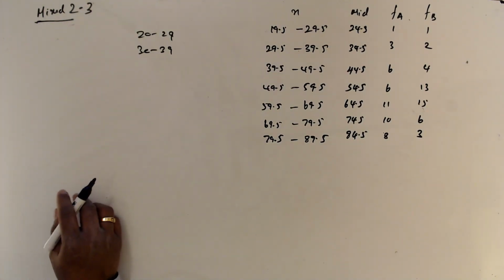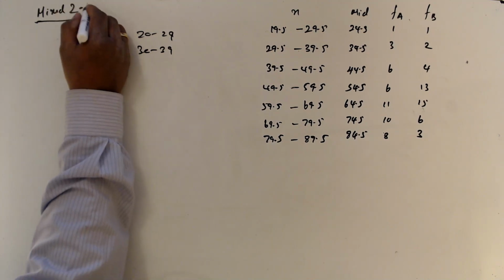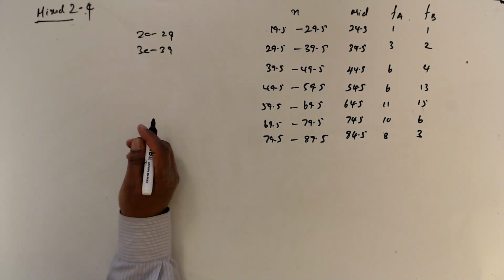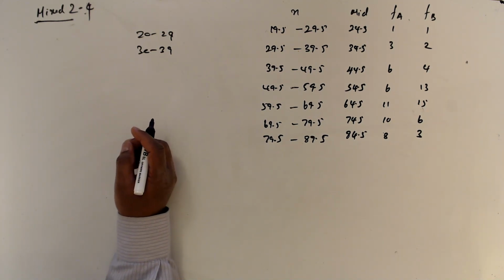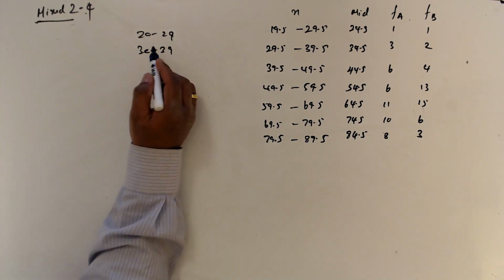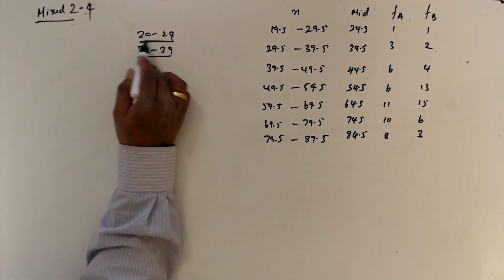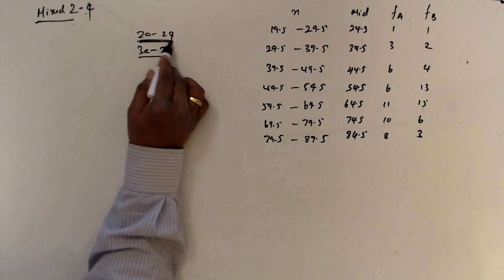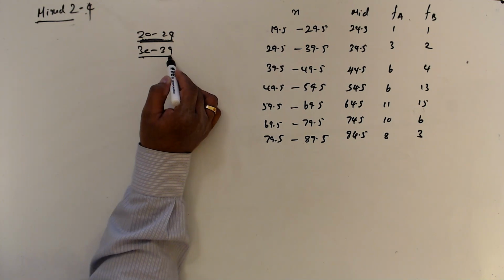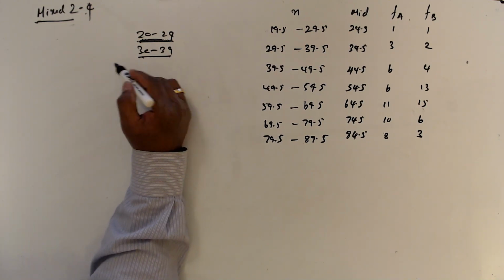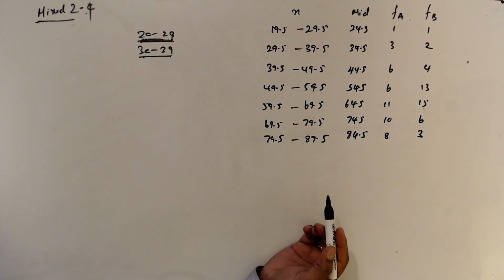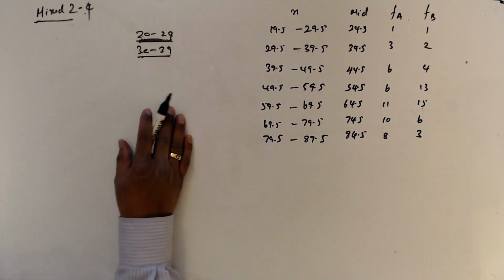Question number 4. This is two teaching methods. It's a comparison of two teaching methods, and this is the mark class of the marks, 20 to 29 and 30 to 39. Actually, to work this sum out, we don't need to turn it into this continuation, but as good practice I did, but you can work keeping it like this as well.